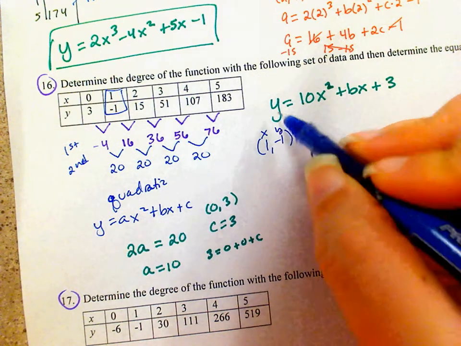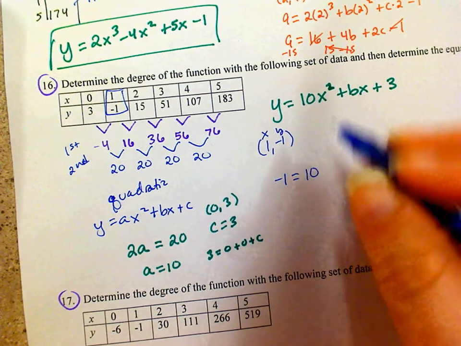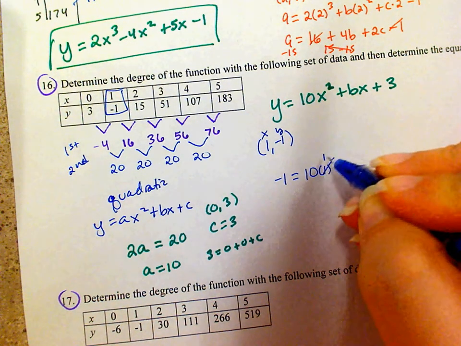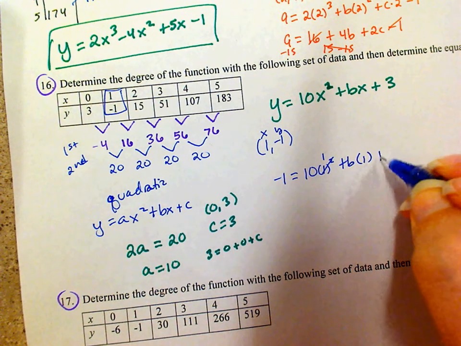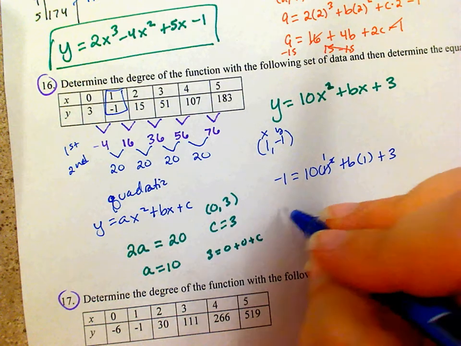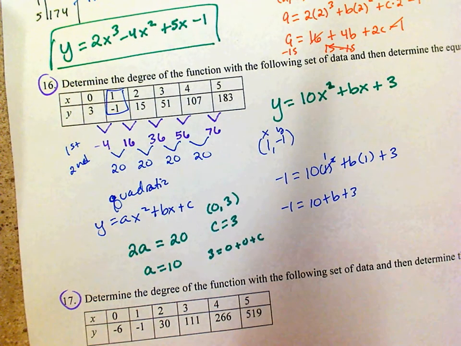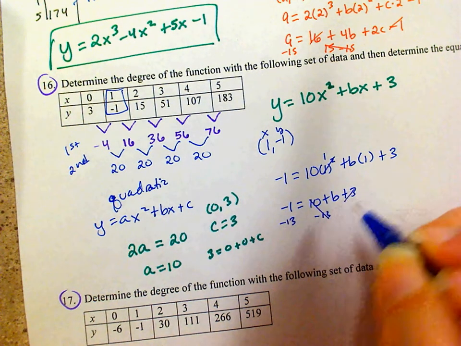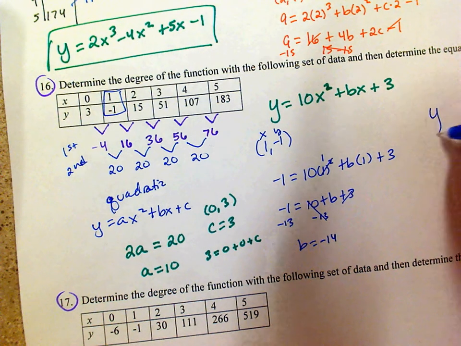10 times, well, 1 squared is just 1, and 10 times 1 is 10. Plus b times 1, which is just b, plus 3. So I've got negative 1 equals 10 plus b plus 3. 10 plus 3 is 13, and if I subtract 13 from both sides, b equals a negative 14. Okay, so y equals 10x squared minus 14x plus 3.